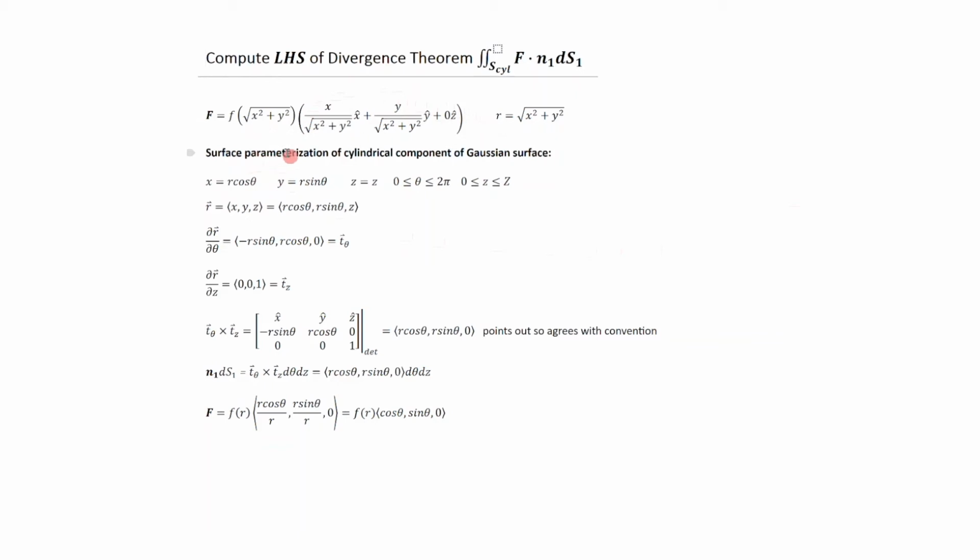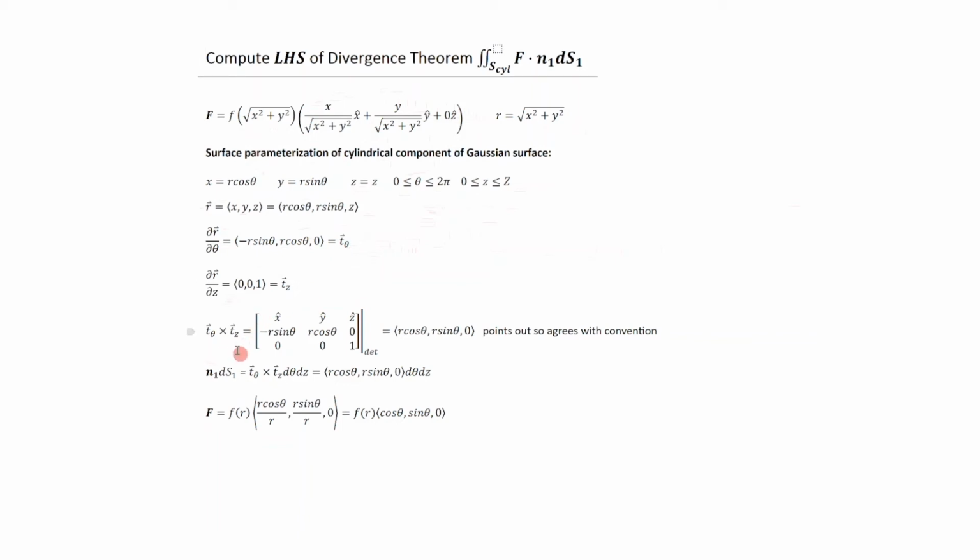So first thing to do is to parameterize the cylindrical component of the Gaussian surface. And to do that, we just let x equals r cos theta, y equals r sine theta, and z equals z, and theta ranges between 0 and 2 pi, and z ranges between 0 and capital Z. The position vector that sweeps out points on the surface, therefore, is r cos theta, r sine theta, z. And so next step is to compute basically the partial of r with respect to theta, and the partial of r with respect to z. In doing so, we end up with these two vectors, t theta and tz.